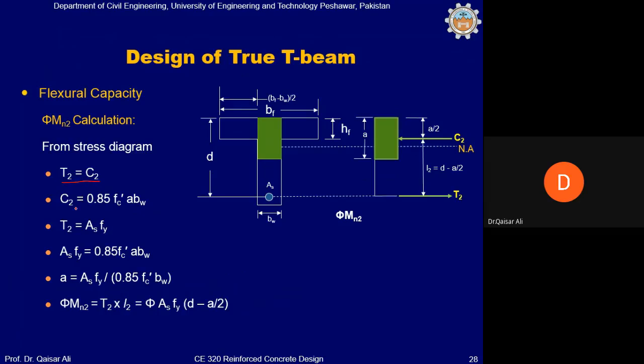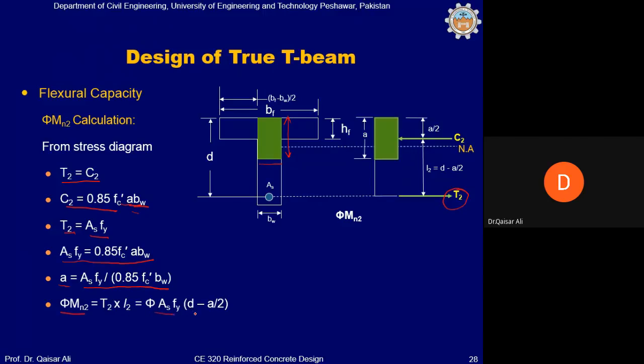T2 is equal to C2. C2 is equal to 0.85 f'c a bw. This is a, and this is bw, so it will be a bw. T2 is equal to ASfy. And ASfy will be equal to 0.85 f'c a bw. Small a can be calculated from this: a is equal to ASfy divided by 0.85 f'c bw. Phi Mn2 can be calculated from this.